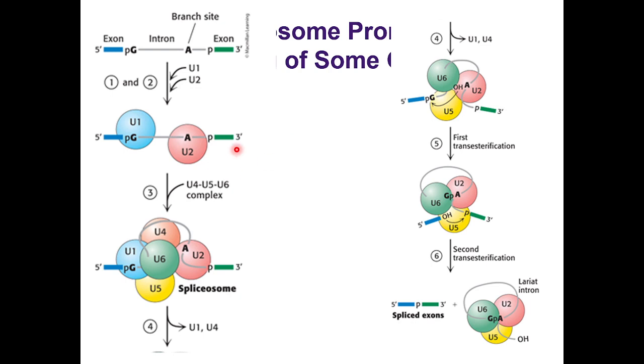Fantastic. Okay, so what's going to happen next is you're going to have the U4, U5, U6 complex join onto here. And this will be preformed. It's going to come on as a complex, and then it will form an overall complex with the already attached U1 and U2. Now notice that when it forms this overall complex, this intron, does the intron always have the same length?